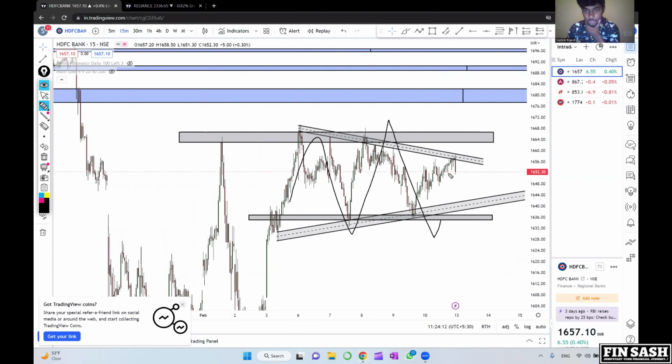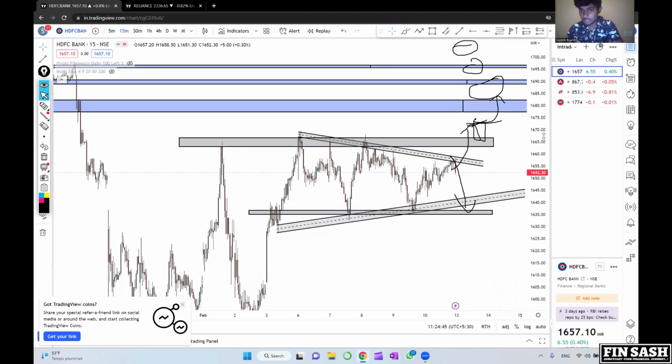HDFC has been following this level for a really long time, since I think Monday. If it breaks out from this region, and for example gives a green candle here, I'll be taking a trade here, and this would be my first target, this would be my second target, and this would be my third target. I wouldn't be taking a trade for the downside because I couldn't find proper levels. So my bias for HDFC, my levels, are just for the upside.